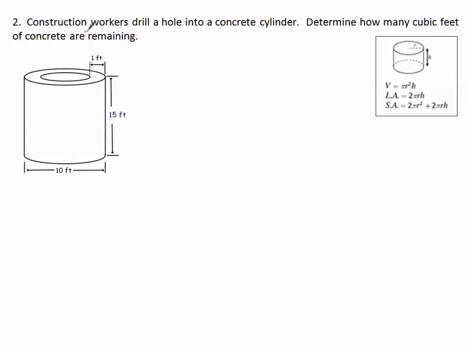Number 2, construction workers drill a hole into a concrete cylinder. Determine how many cubic feet of concrete are remaining. So again, cubic feet indicates that I'm going to need to find volume. Because it's a cylinder with a hole that is also a cylinder, I know that I'm going to use the volume formula for the cylinder. So I'm going to start by referencing that from my formula sheet and writing it down on my paper.